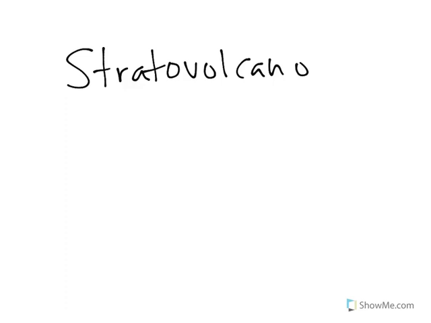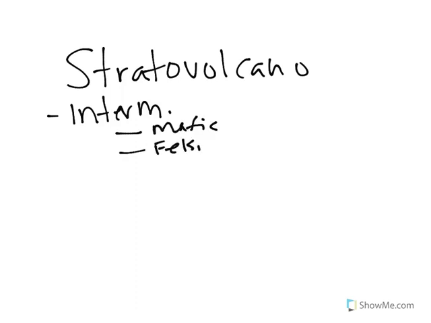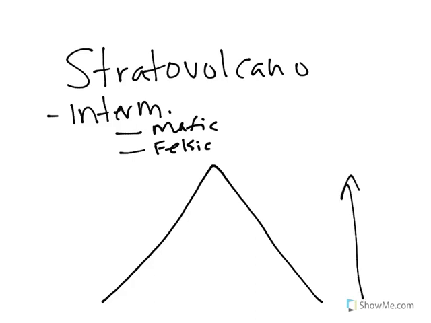So now let's talk about our stratovolcano. So a stratovolcano, remember, is made from intermediate. Because it's made from intermediate, it's going to have both mafic and felsic characteristics. When we look at a stratovolcano, it's relatively wide, but it's also still pretty tall. It's not as tall as the cinder cones, and it's not as wide as the shield volcanoes, so it's somewhere in between. So it's tall like the cinder cone and wide like the shield volcano.